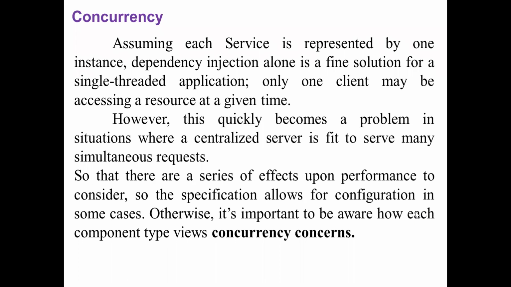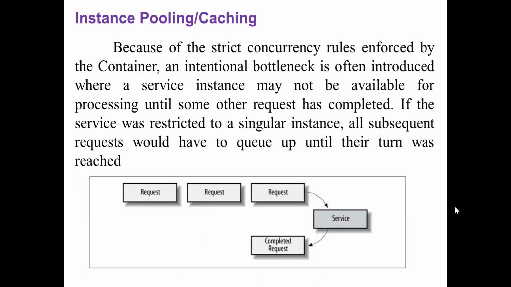So we'll see what the effect on performance is when we consider one particular configuration in concurrency. So this is the concept. You can say that when a service is requested and accessed at a given time, we can call it concurrency. And next, we can go for instance pooling and caching.